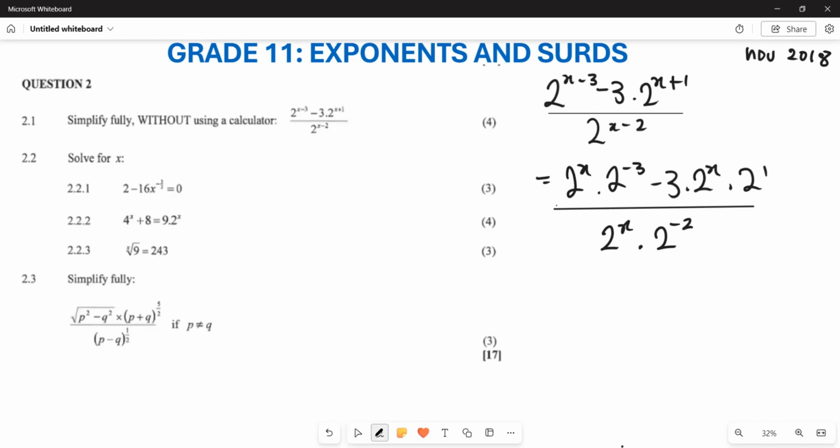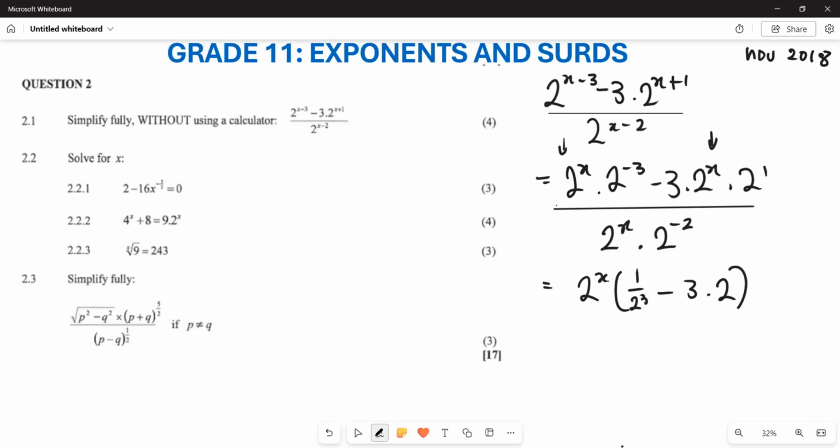And now that you are having this, let's see, what else are you going to have? Now you are going to take out the common factors. And the common factor that you're going to take out is 2 to the power of x. When you're taking out the 2 to the power of x as a common factor, you're going to be left with 2 to the power of negative 3, which is the same as 1 over 2 cubed. Subtract. What is it that you're going to be left with here? You're going to be left only with 3 multiplied by your 2.